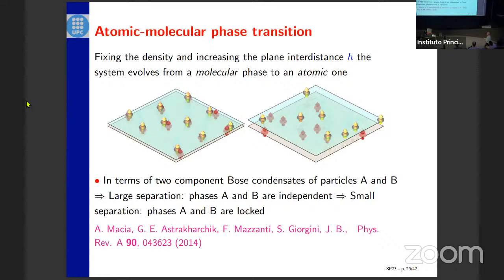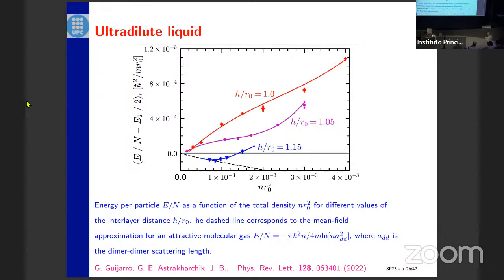The condensate fraction of pairs is not estimated with the one-body density matrix, but you need to calculate the two-body density matrix. It's a bit more involved, but we were able to calculate that in the past.